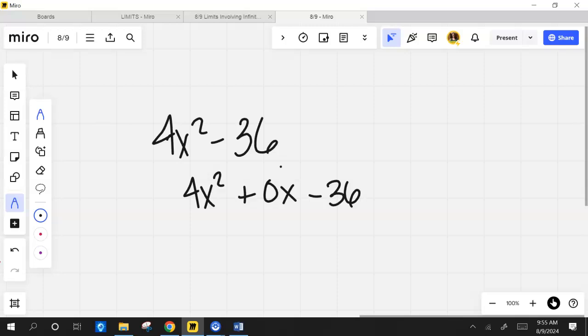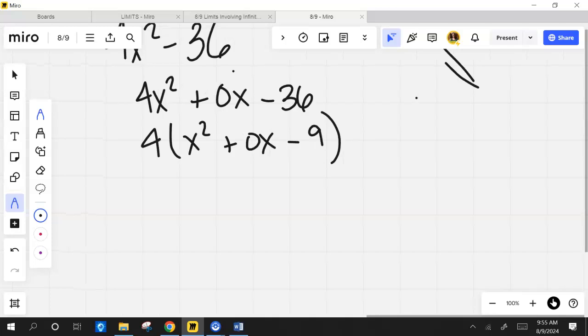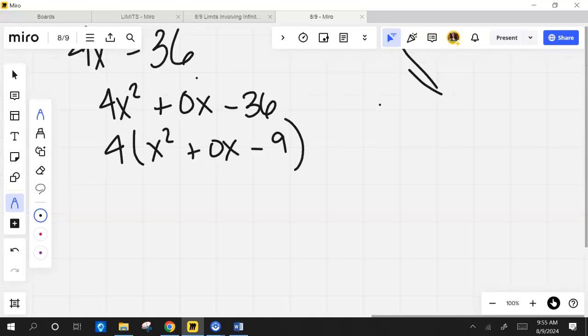Is there a GCF? 4. I can actually take out a 4, right? If I take out a 4, I'm left with x squared plus 0x minus 9. Multiply the first and the last together, and what do you get?